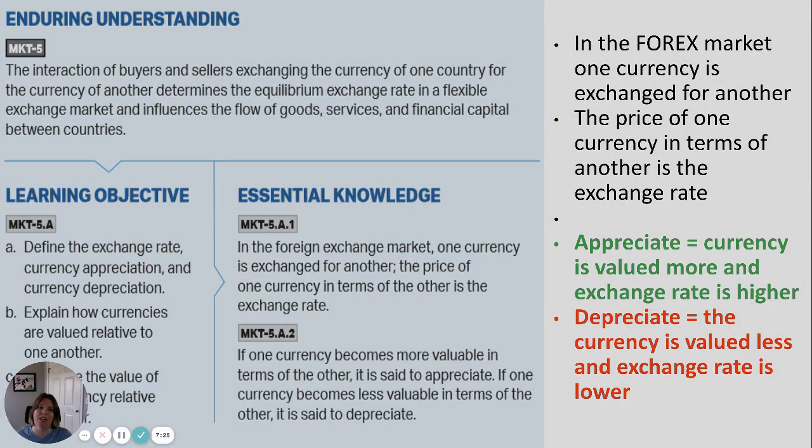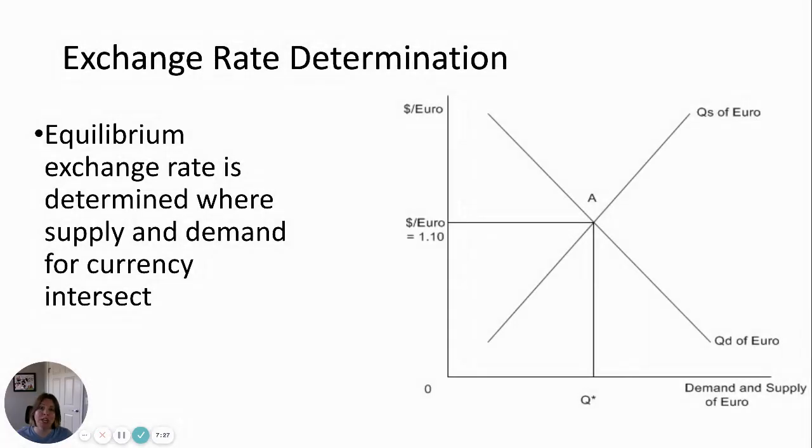So exchange rate determination: how do we determine the exchange rate? Well, it's market forces, basically. It's supply and demand, because most countries have what we call a floating exchange rate. It's not fixed by the government. It's floating and set by market forces. So the equilibrium exchange rate, X marks the spot, is where supply and demand for currency intersect.